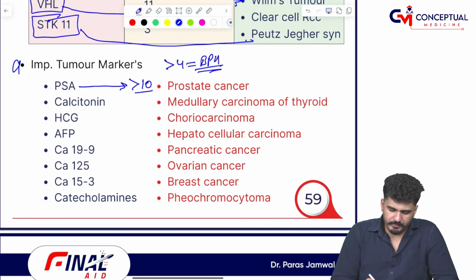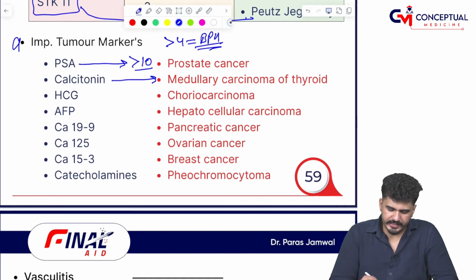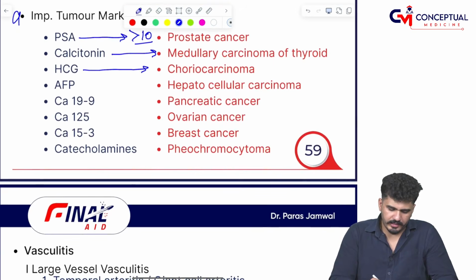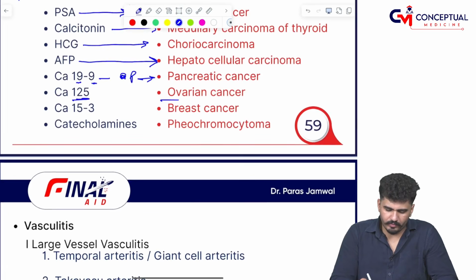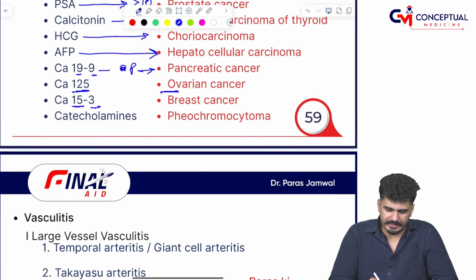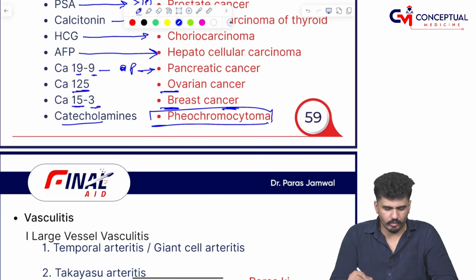Now, calcitonin, medullary cancer of the thyroid. Beta HCG, choriocarcinoma. Alpha fetoprotein, hepatocellular carcinoma. CA19-9, turn the 9 upside down, it looks like a P, pancreatic cancer. CA125 is ovarian cancer. CA15-3 is breast cancer. Catecholamine is for pheochromocytoma.